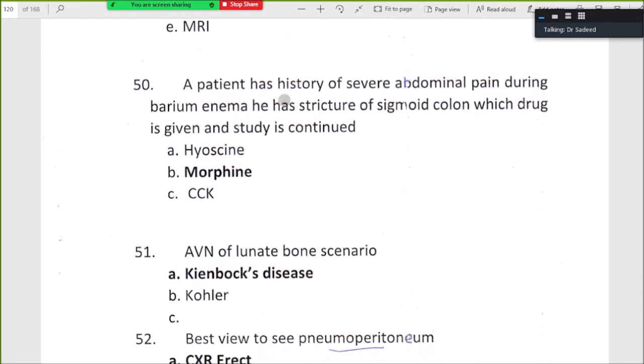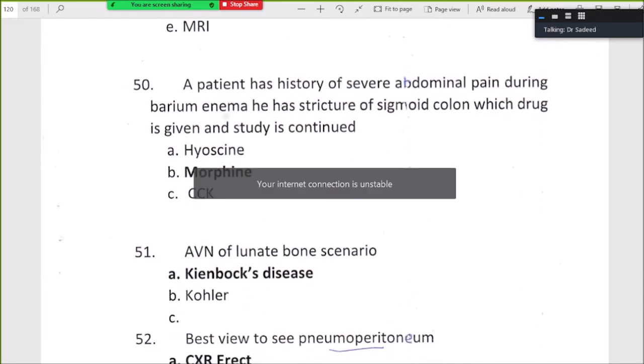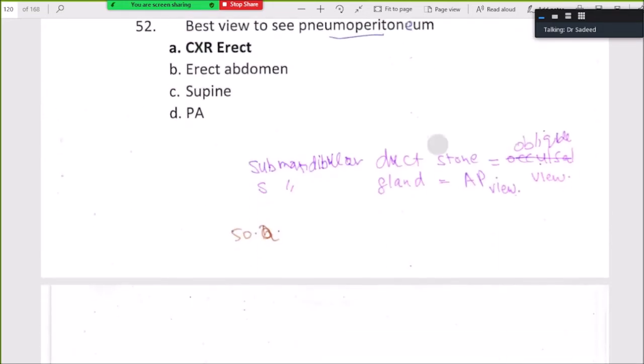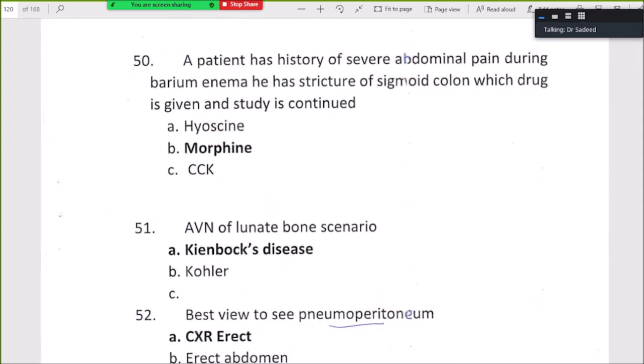50. A patient has a history of severe abdominal pain during enema. He has stricture of sigmoid colon on contrast study.